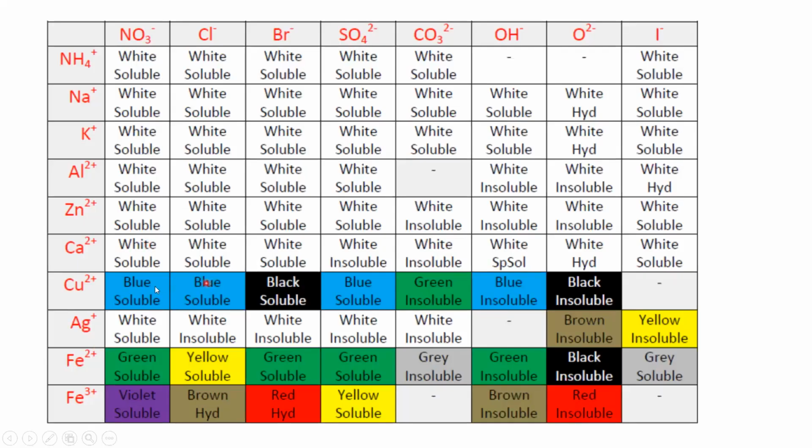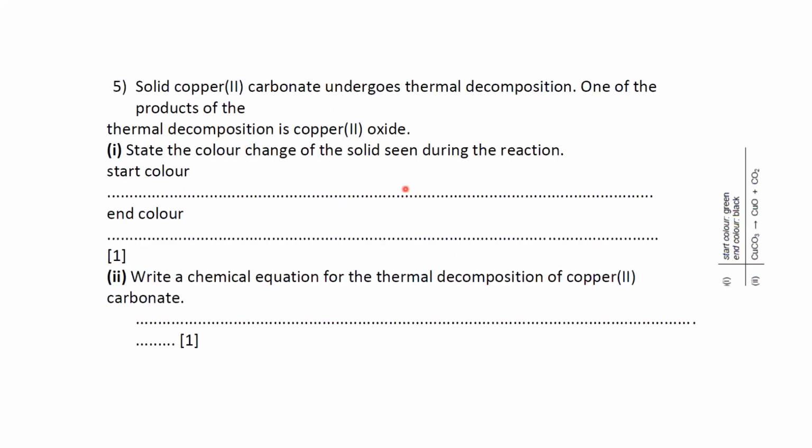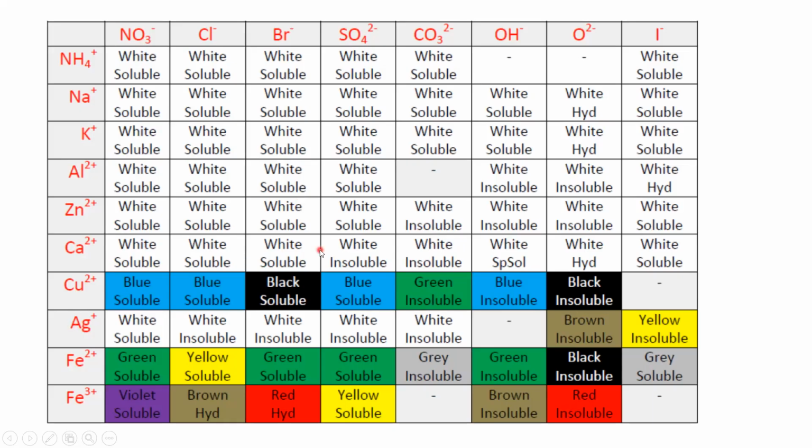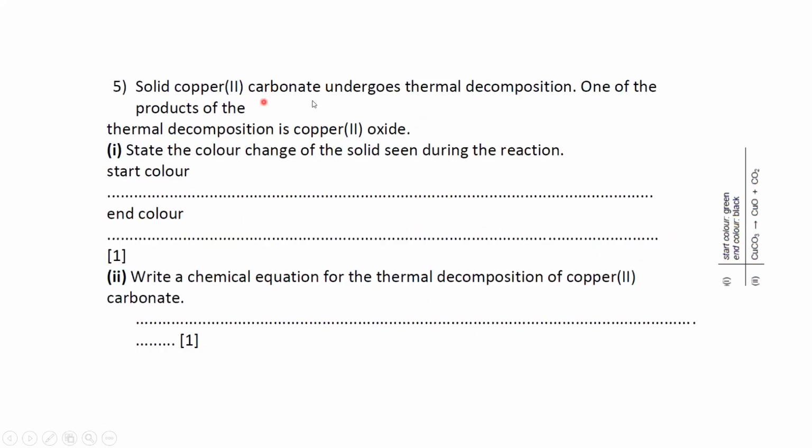Copper chloride, blue in color. Copper bromide, black in color. So all the transition elements here are forming colored compounds. Other than transition elements, all are forming a white solid. So in the question, solid copper carbonate undergoes a thermal decomposition.